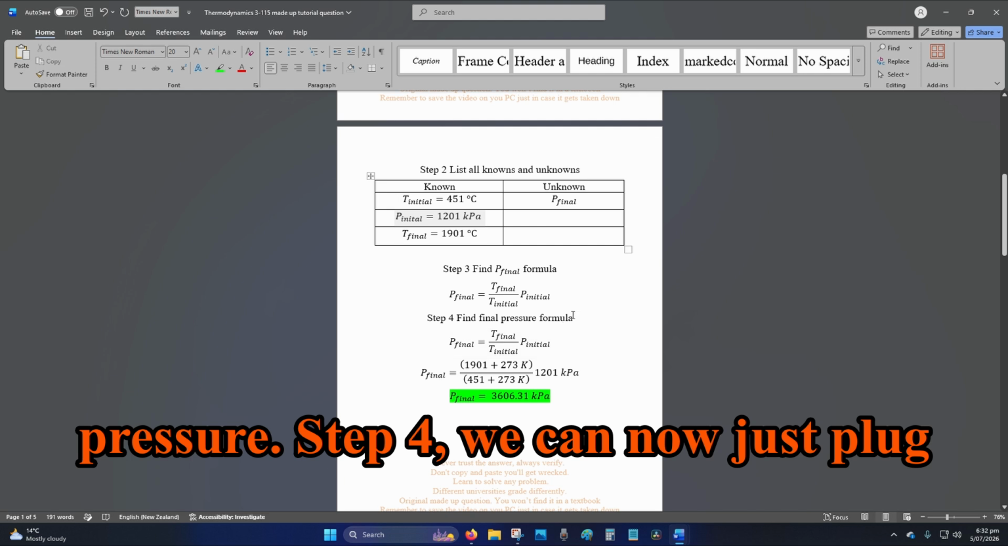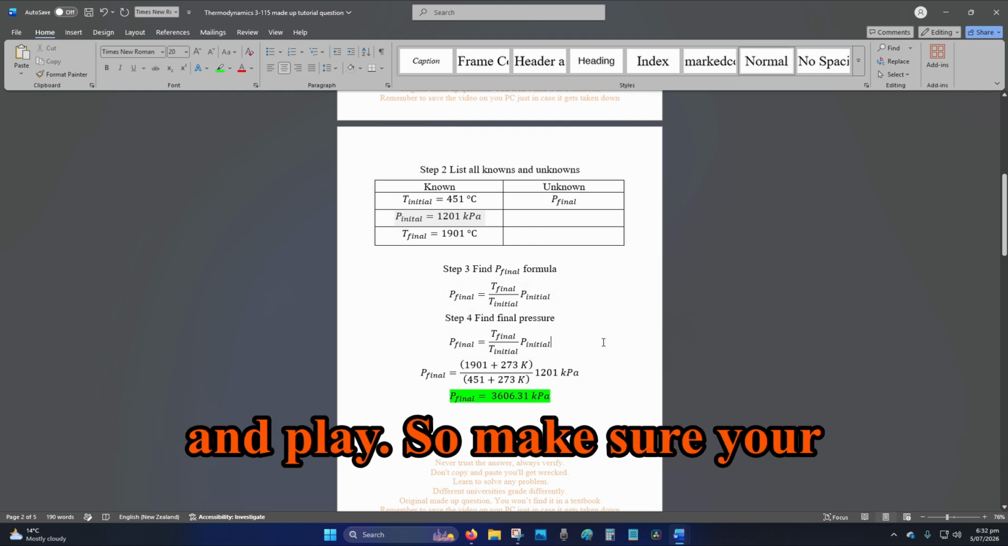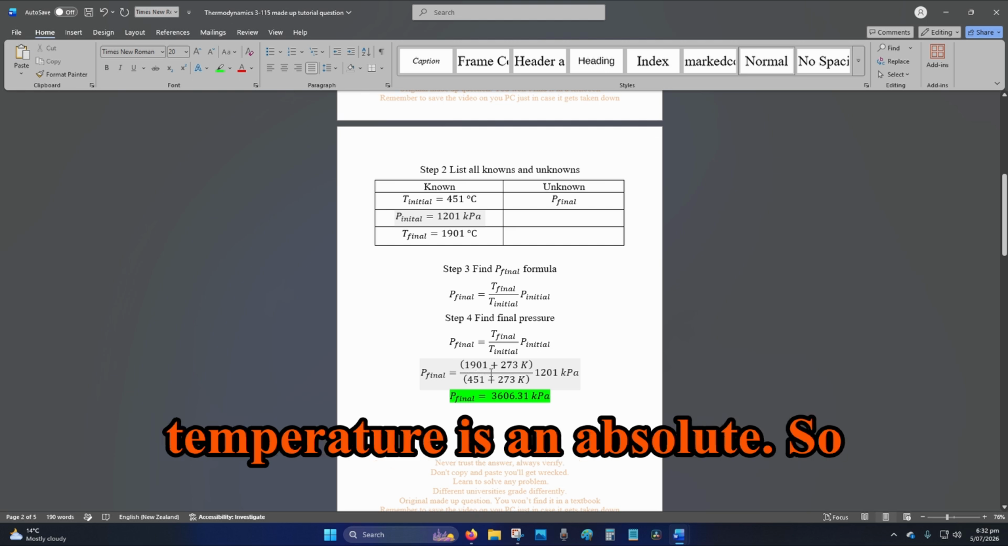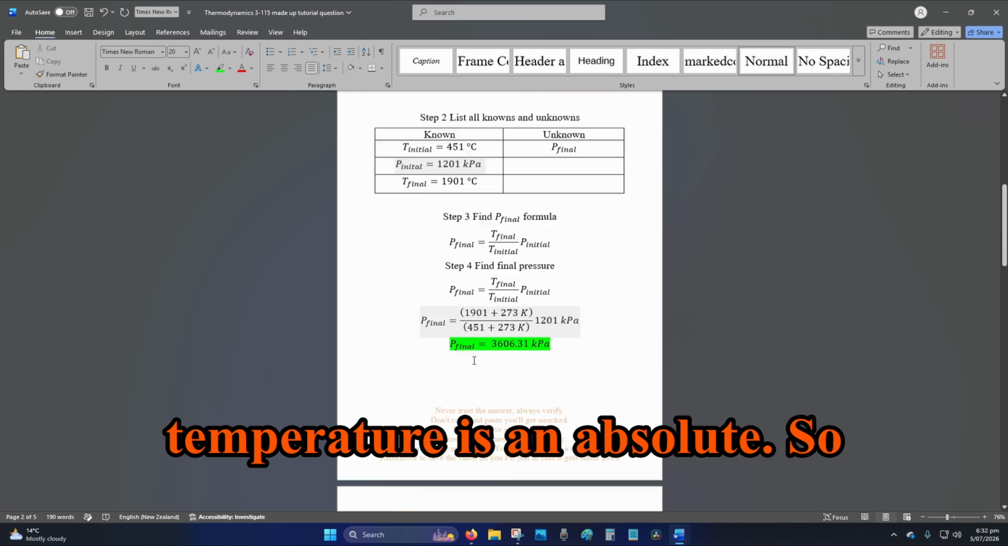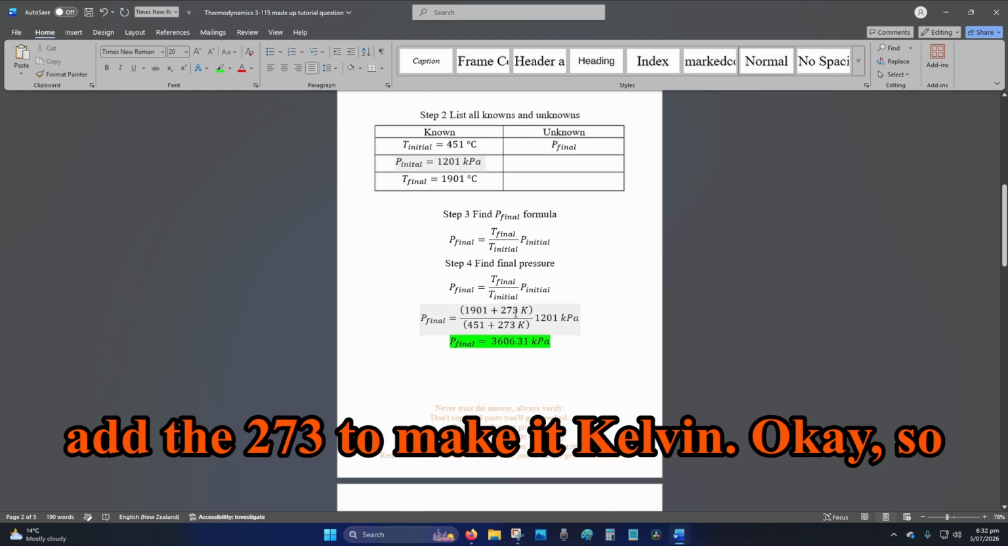Step 4, we can now just plug and play. So make sure your temperature is an absolute. So add the 273 to make it Kelvin.